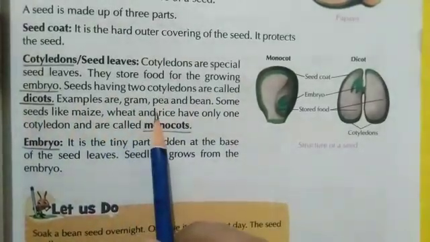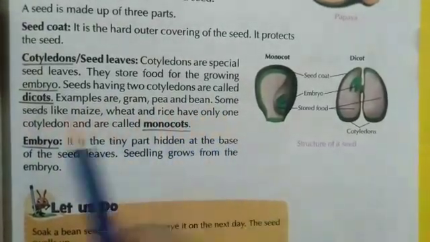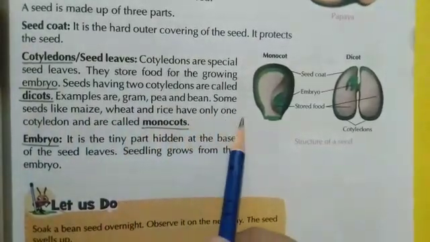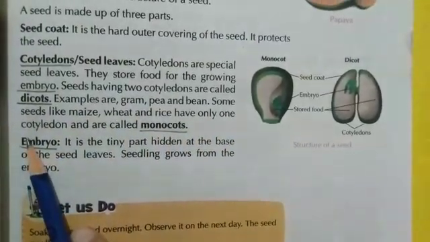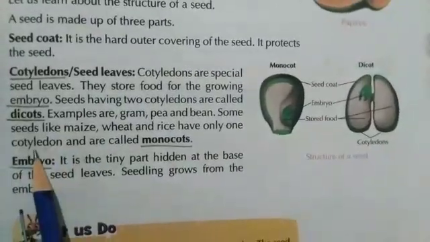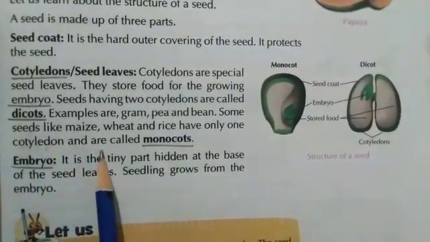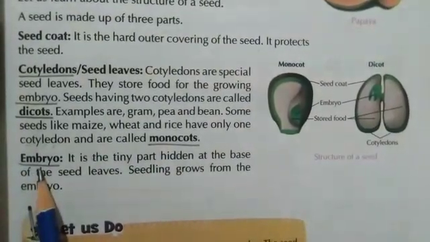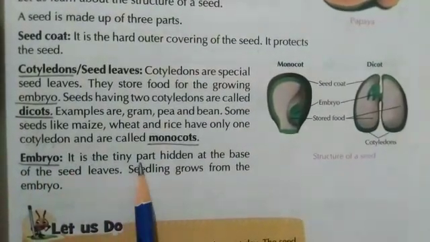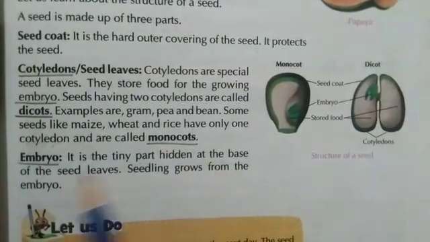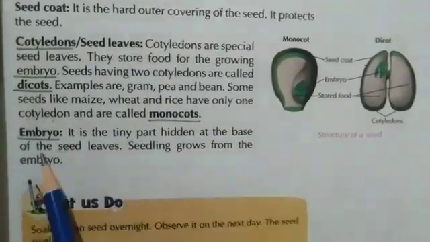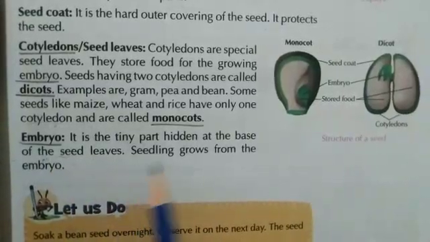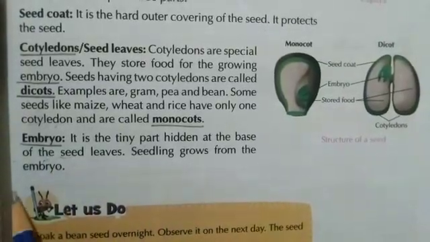Examples are gram, pea, and bean. Some seeds like maize, wheat, and rice have only one cotyledon and are called monocots. Embryo. It is a tiny part hidden at the base of seed leaves. Seedling grows from the embryo.